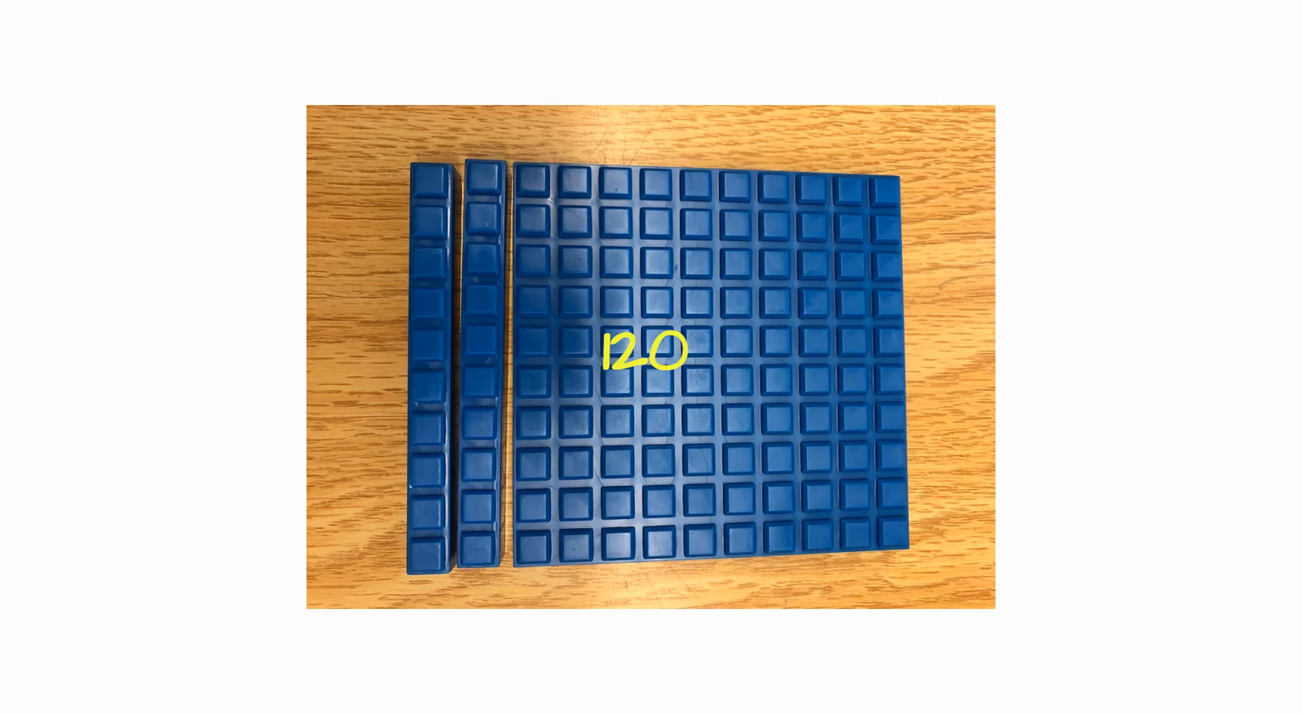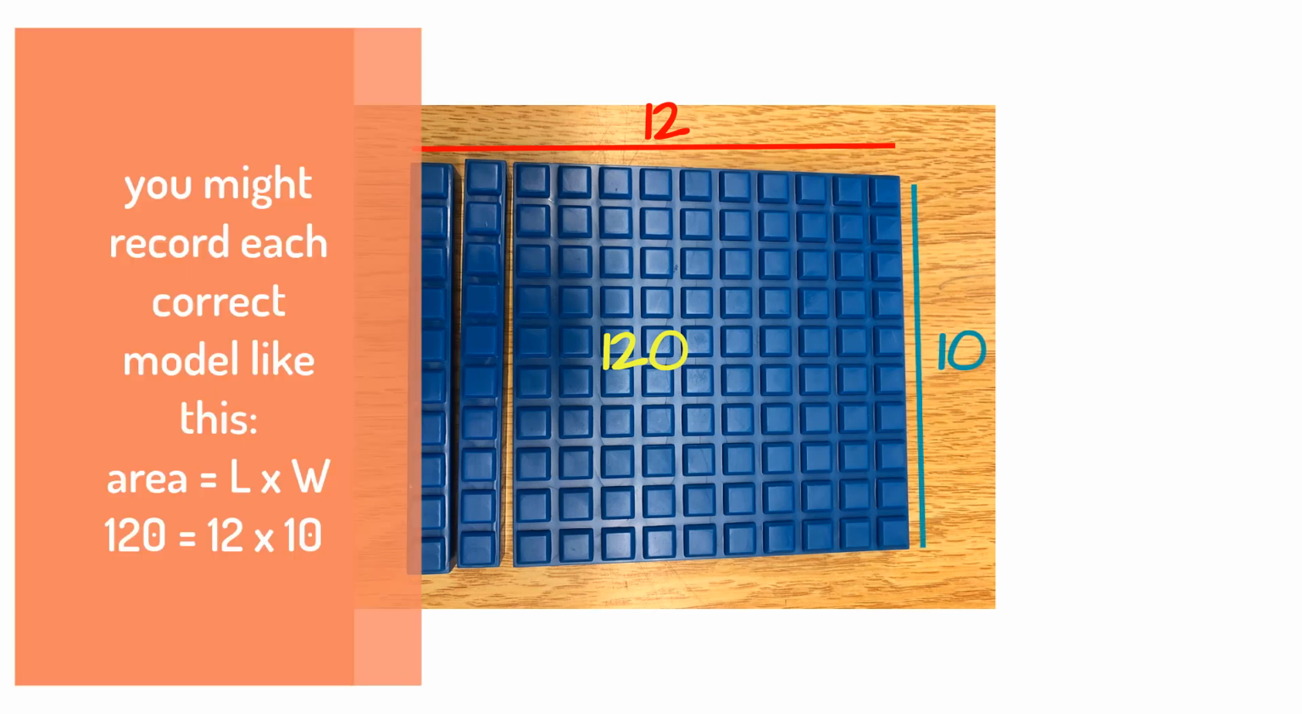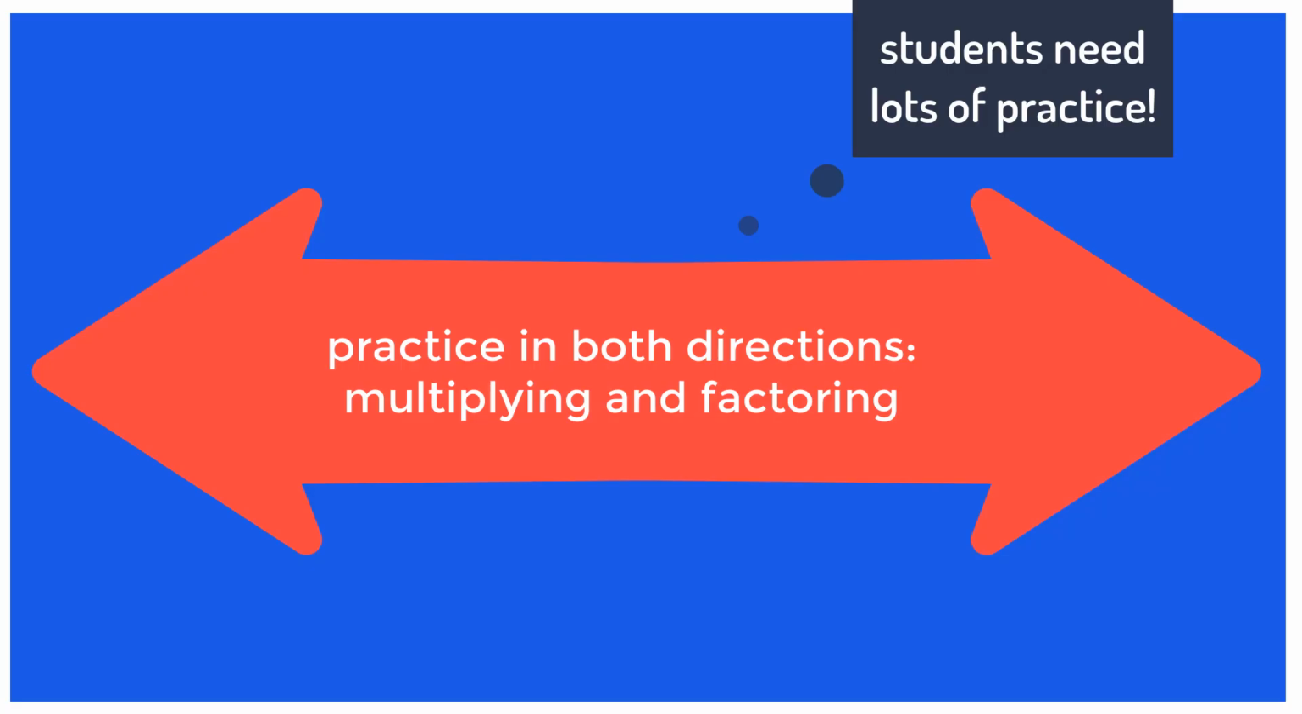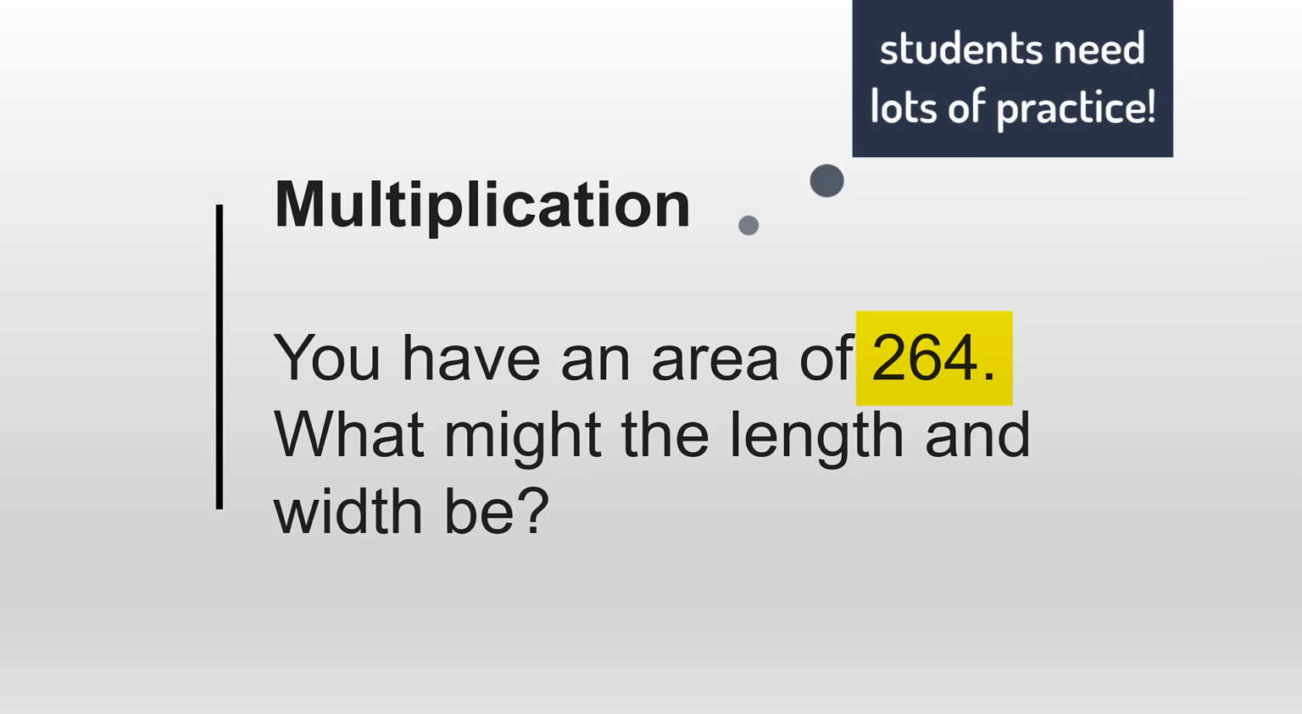That's where they began. They pulled out 120 more, and they turned it into a rectangle and found that it had a length of 12 and a width of 10. They might find some other factors of 120. You can have a really great conversation about how they're all correct representations of that multiplication fact. And you're just going to keep practicing back and forth multiplication and factoring, maybe 121, 264. You can choose the numbers that are going to help your students really understand the area model of multiplication.